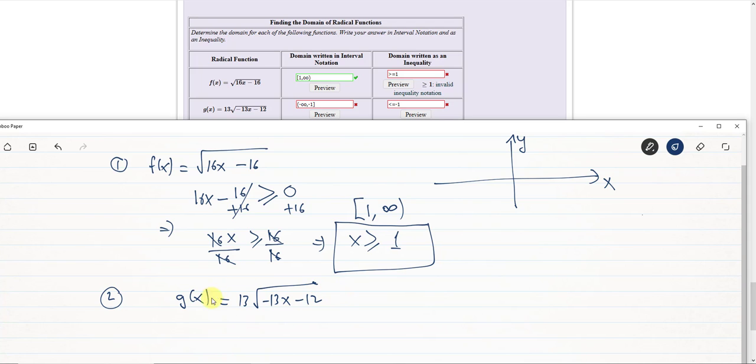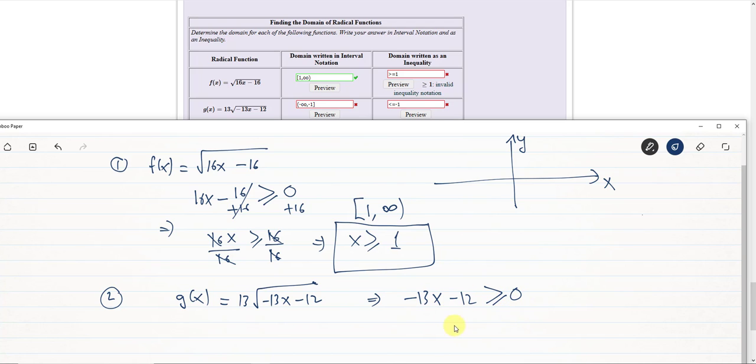Again, this is a radical function, and the domain is how far you can go on the x-axis that makes your function defined. The radical function is defined as long as the value inside the square root is equal to 0 or bigger than 0. You don't want anything negative inside here. Therefore, we require the expression inside, minus 13x minus 12, to be bigger than or equal to 0.